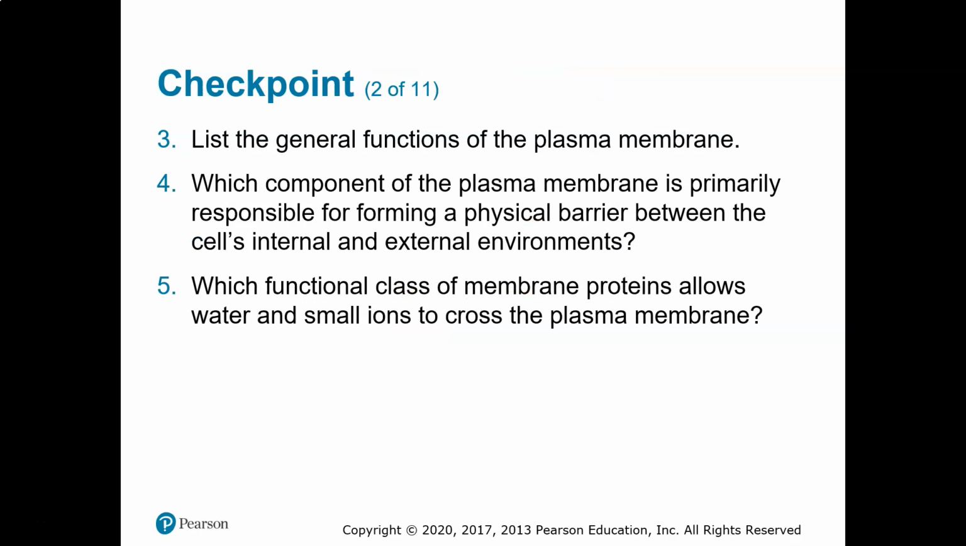List the general functions of the plasma membrane. Well, it surrounds the cell and separates it from the environment, and it allows certain materials to pass through it. The component of the plasma membrane that is primarily responsible for forming a physical barrier between the cell's internal and external environments is the phospholipid bilayer. Which functional class of membrane protein allows water and small ions to cross the plasma membrane? And that is a channel or a carrier protein, but I think that this is a channel protein.